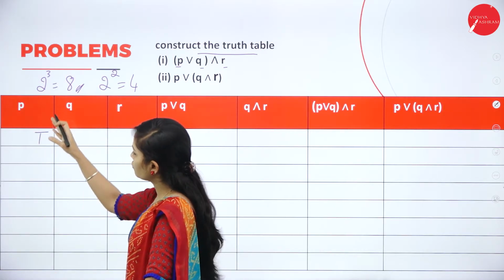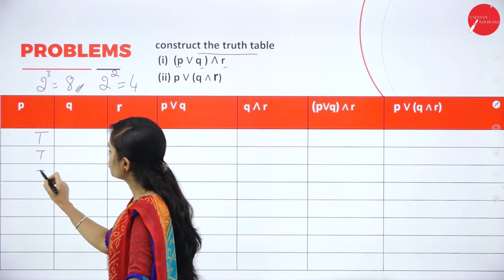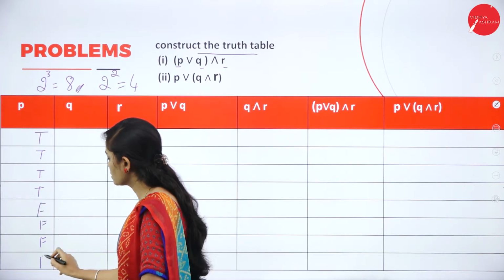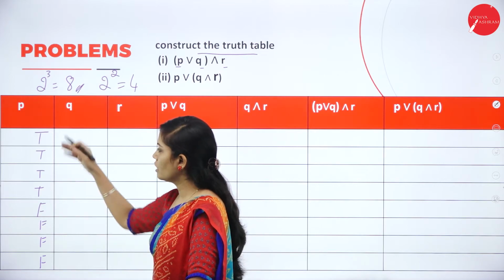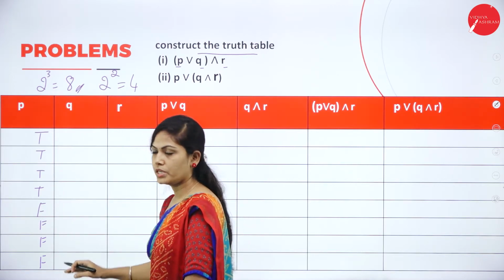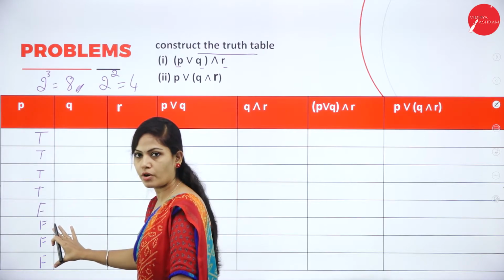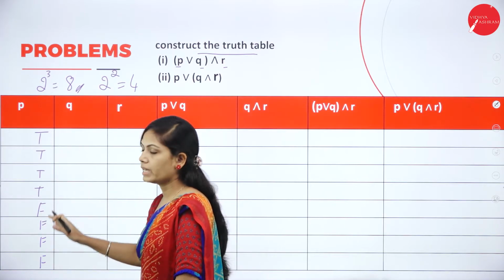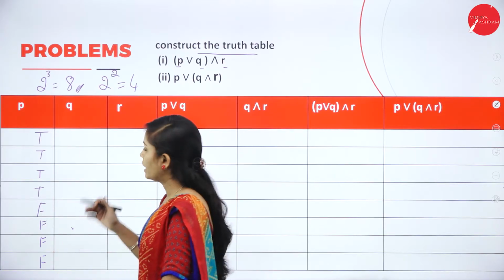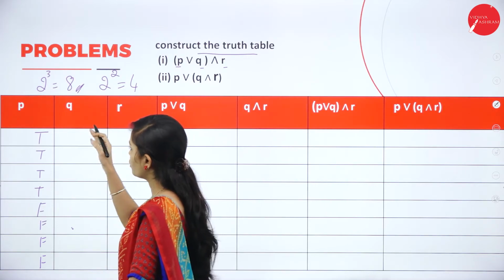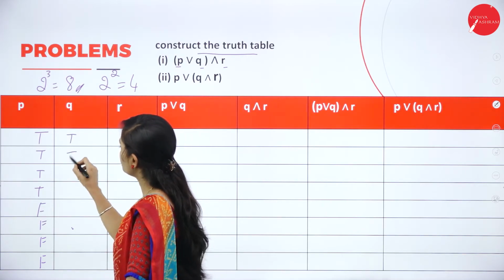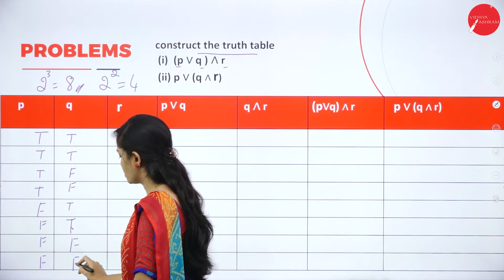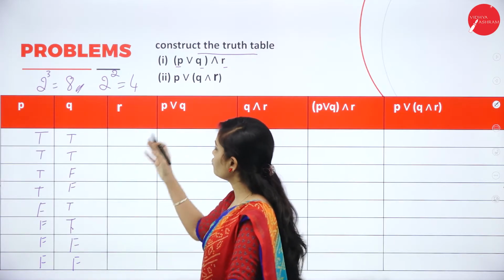For the first column, true, true, true, true 4 times and false, false, false, false 4 times. Otherwise you can interchange: false, false, false, false, true, true, true, true. So the first 4 are true and the second 4 are false, or the first 4 are false and the second 4 are true. And next the second column, for the Q column: true, true, false, false, true, true, false, false. So like this you can easily construct the truth table for 3 variables.